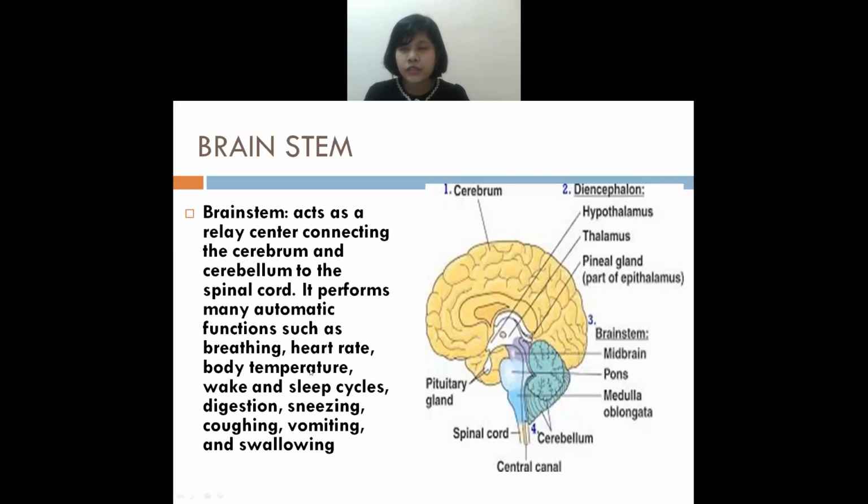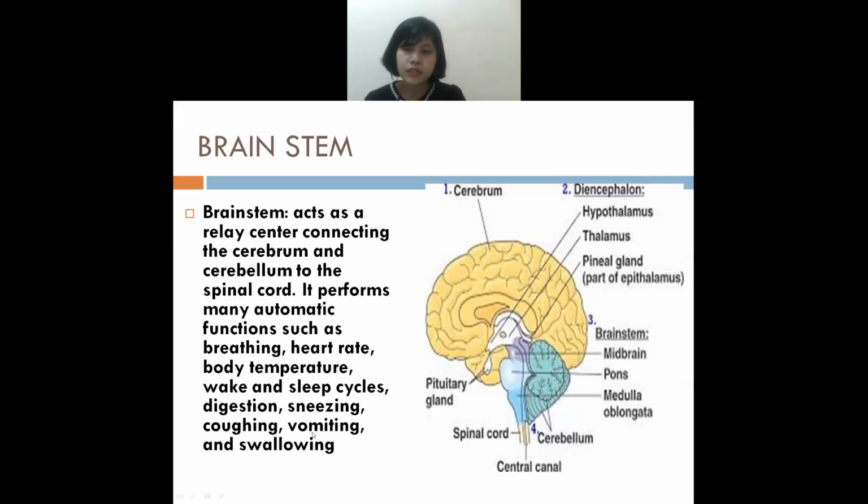Next is digestion. Even in digesting something, I mean the food which you take in, the brainstem will also be responsible and will help you in doing all those activities. Next is sneezing. Even while sneezing and also while coughing, vomiting, all these things which are automatic, it is involuntary movement. They are controlled by what? They are controlled by the brainstem. And the last is swallowing.